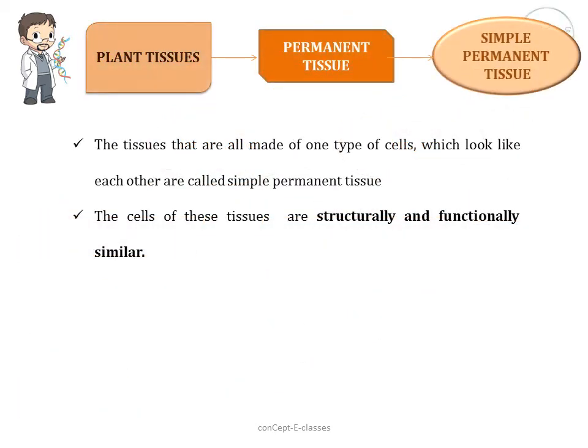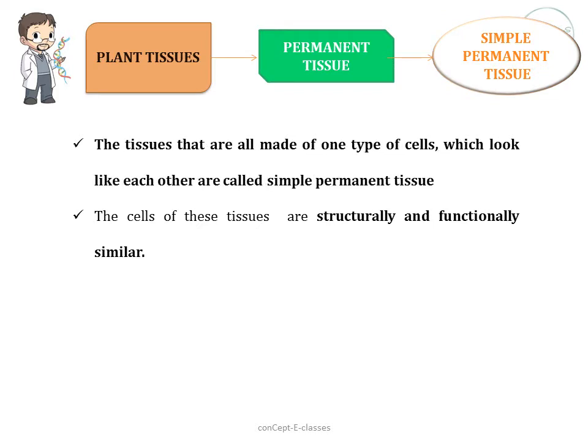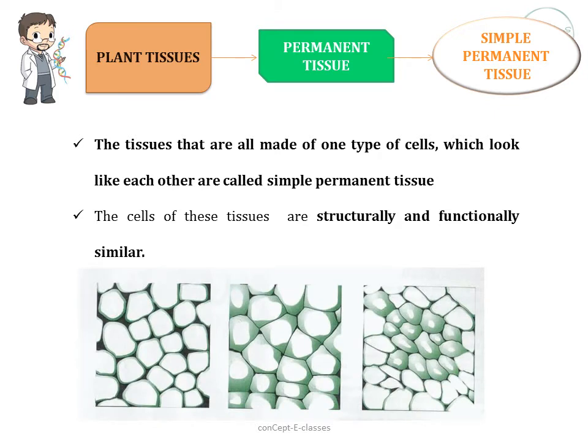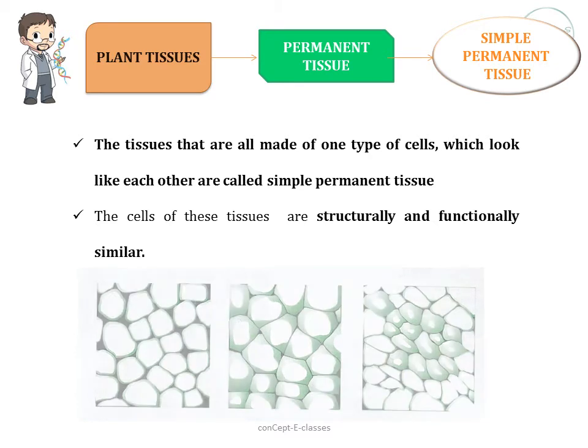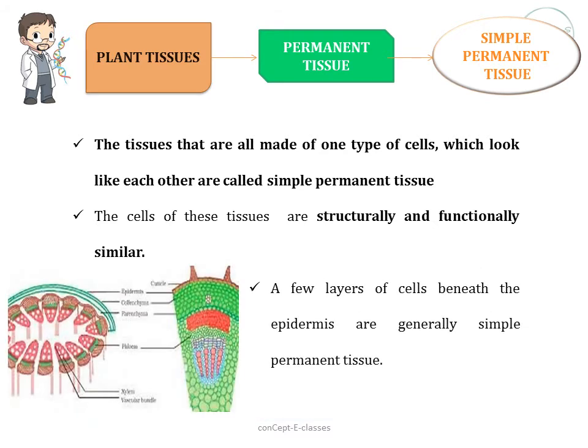So permanent tissues are of two types. Let's see the first type, which is simple permanent tissue. The tissues that are made up of one type of cells which look like each other are called simple permanent tissue. So these all are simple permanent tissue. These tissues are made up of one type of cells and they are similar to each other. The cells of these tissues are structurally and functionally similar. One example of a simple permanent tissue is the layer beneath the epidermis. See, these layers are similar, right? This is a simple permanent tissue.